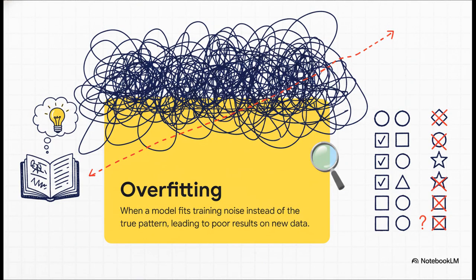So here's the bottom line. An overfit model looks like an absolute genius on the data it was trained on. But the moment you show it some new data it's never seen before, it fails completely. It's like it memorized the answers for the test instead of actually learning the subject.